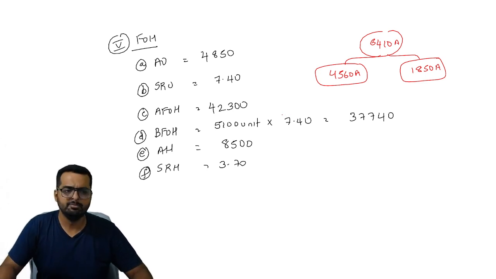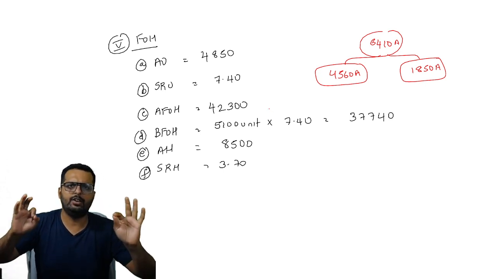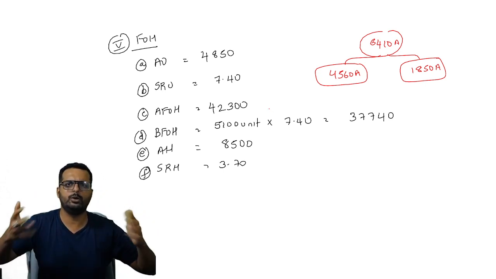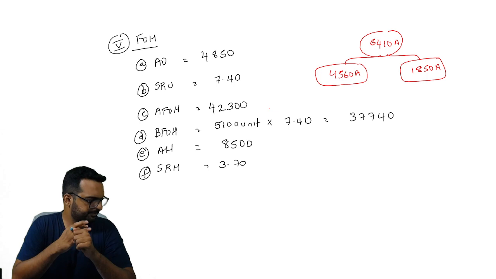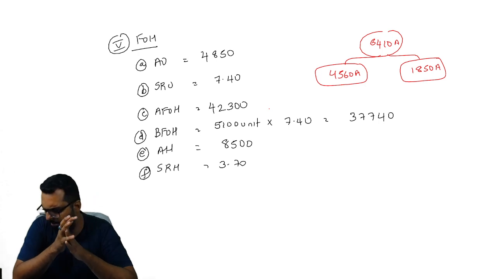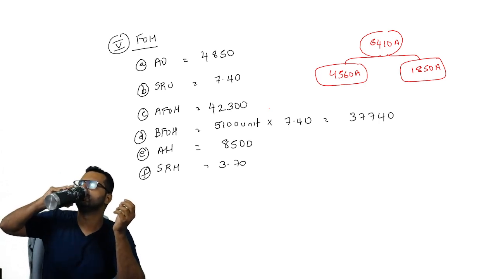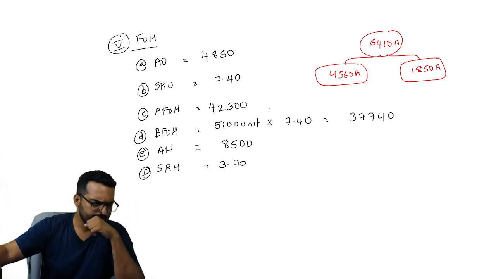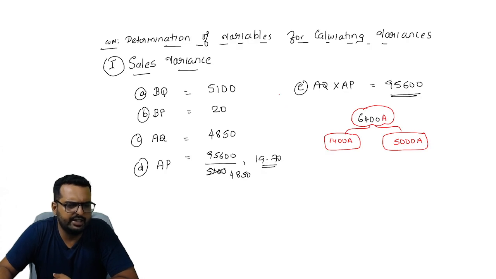The concept over here, which I want to explain, this much is sufficient. Are you all done with this? Once we do all the variances, everybody done? Anyone not done, message me now. Otherwise, I'm going to the next part. Sales variance, what is the doubt, Darshana? Can you raise your hand?